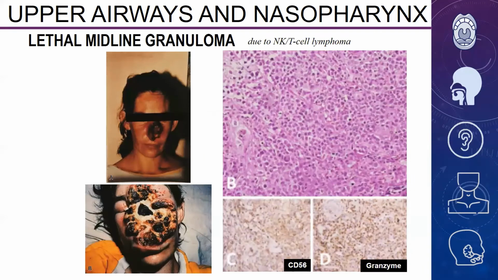Lethal midline granuloma is a clinical syndrome characterized by slow progressive ulceration and destruction of the nose and the paranasal cavities with frequent erosion of the soft tissues, bone, and cartilage. It is due to NKT cell lymphoma. In the photomicrograph shown is an infiltration comprising intermediate size atypical lymphoid cells. Usually these cells express the NKT cell markers CD56 and granzyme.